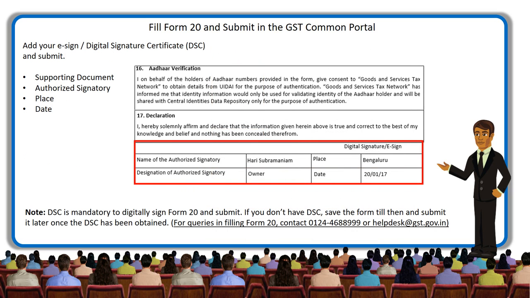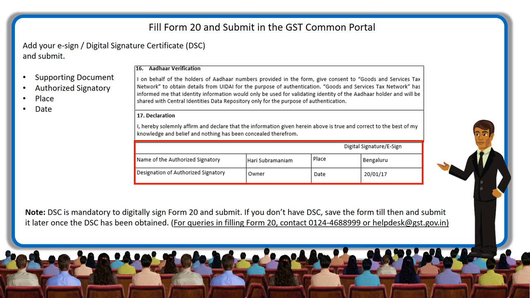Add your e-sign digital signature certificate and submit. Note: DSC is mandatory to digitally sign Form 20 and submit. If you don't have DSC, save the form till then and submit it later once the DSC has been obtained.